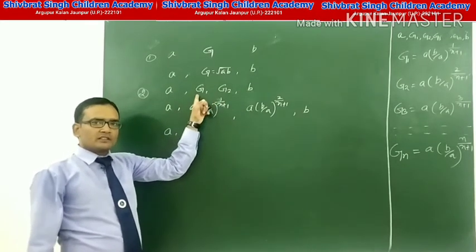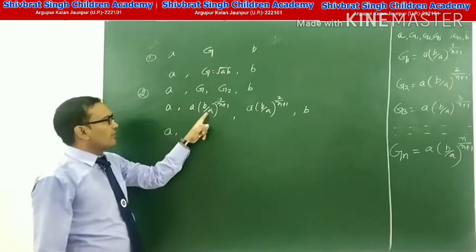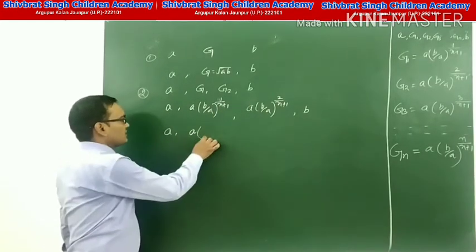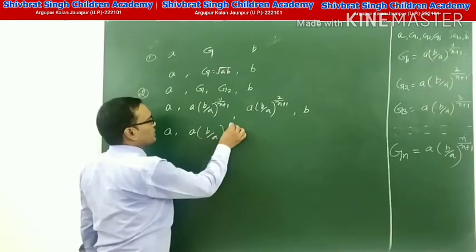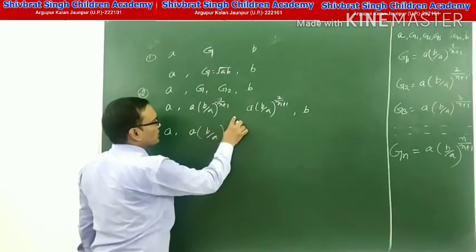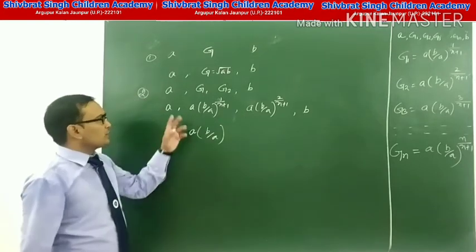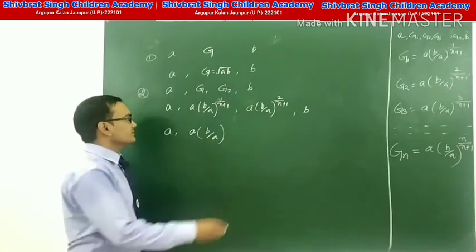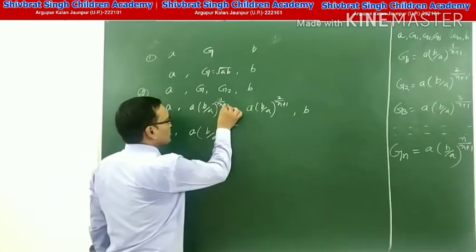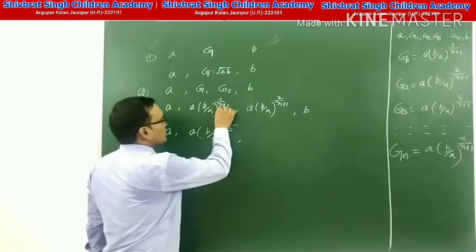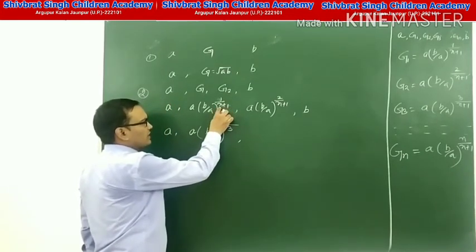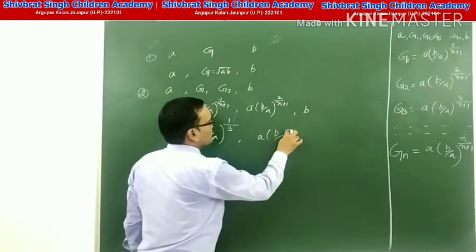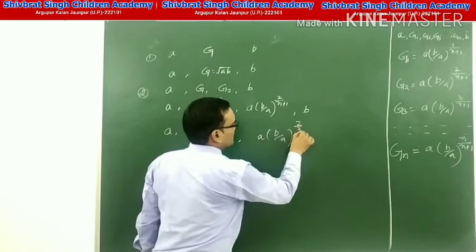First is G1, second is G2, so the value of n equals 2. Put it here and we get A (B upon A) to the power, here the value is 2. Why? Because we insert two geometric means between A and B, and the value of n plus 1 equals 2 plus 1 equals 3. So G1 is A (B upon A) to the power 1 upon 3, and G2 is A (B upon A) to the power 2 by 3, then B.